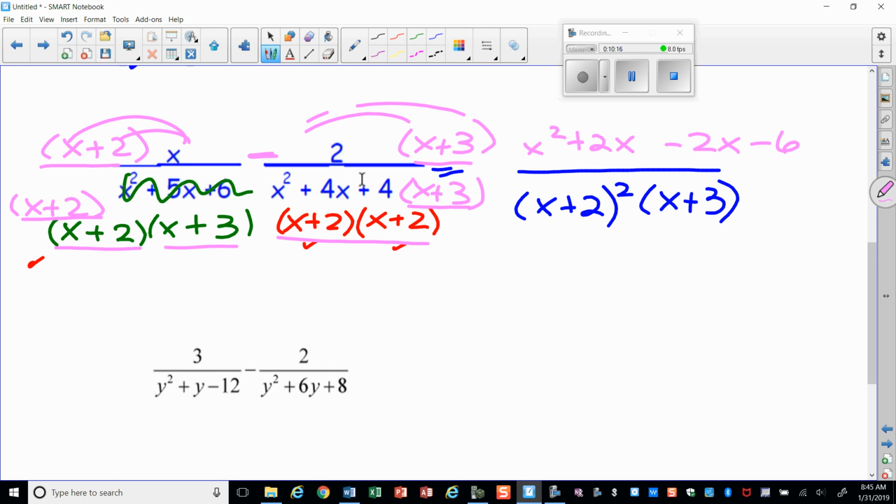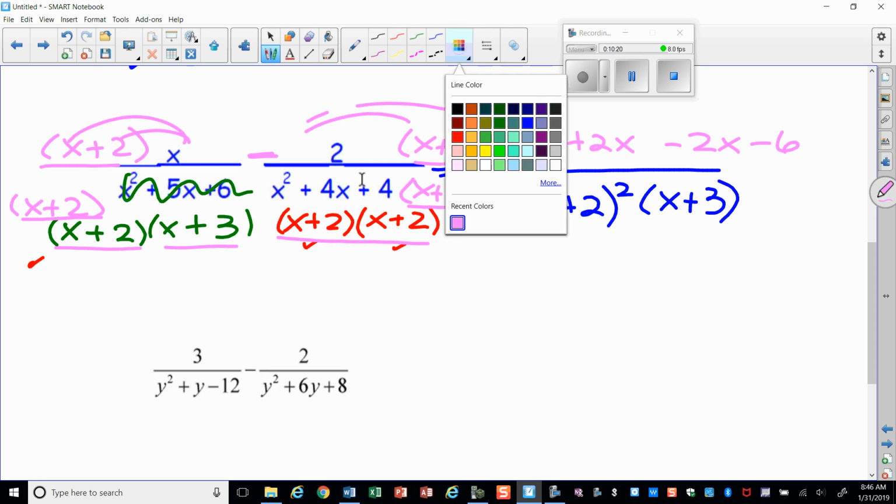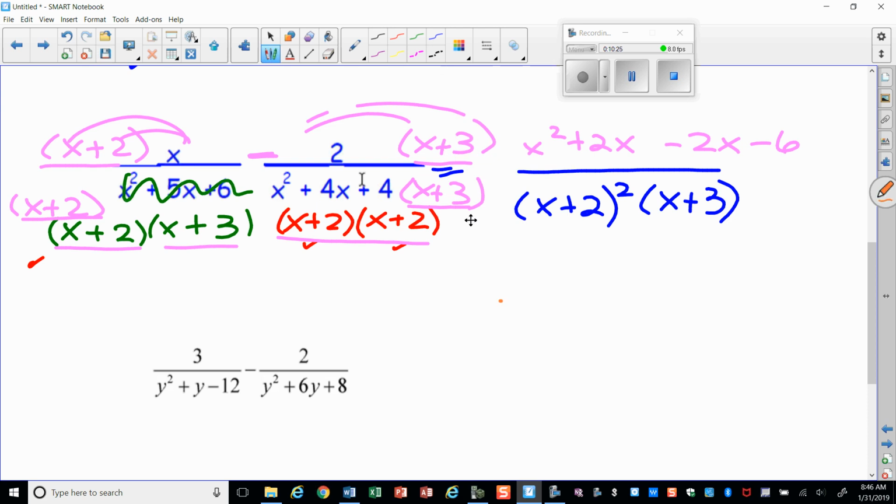Be careful with the negatives. You have to distribute them. And it's really easy to forget, to miss that. Okay, so now you always simplify at the end. So we'll say I've got an x squared. These add up to 0, and then I have a minus 6 for my numerator. And then my denominator is x plus 2 squared times x plus 3. Right? And I'm just going to leave that like that.